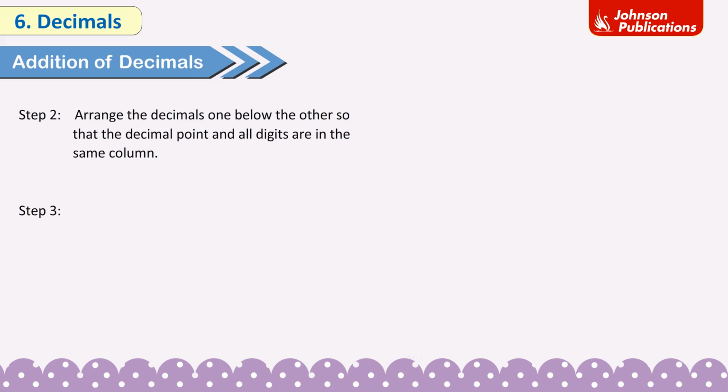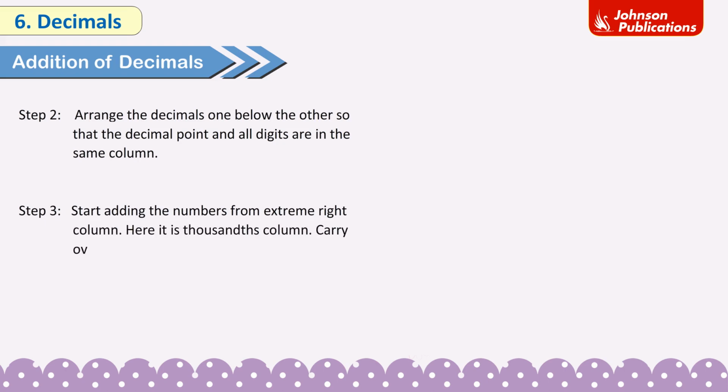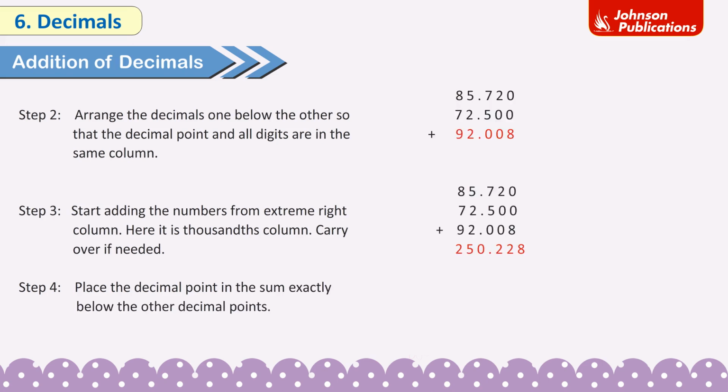Step 3. Start adding the numbers from extreme right column. Here it is thousands column. Carry over if needed. Step 4. Place the decimal point in the sum exactly below the other decimal points.